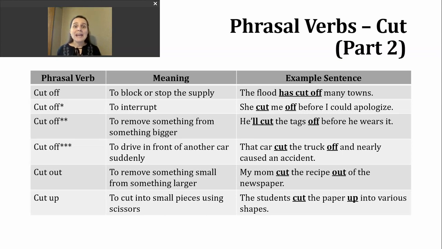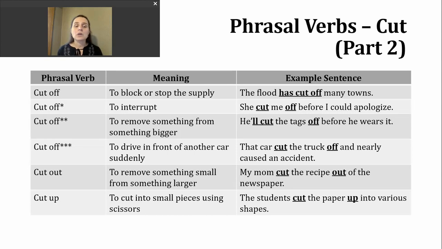A third way to use cut off is to remove something from something bigger. Here's an example. He'll cut the tags off before he wears it. That sentence is using a little bit of future to make a prediction. Maybe it's a promise that the action will be complete before the action of wearing.